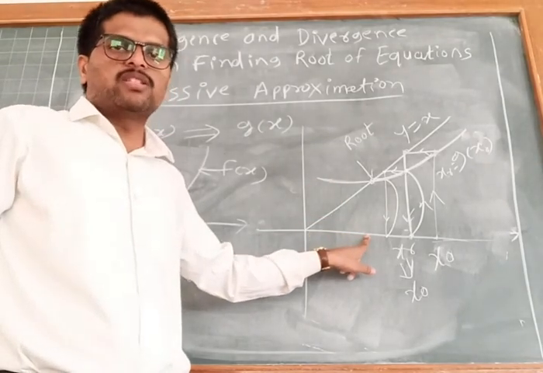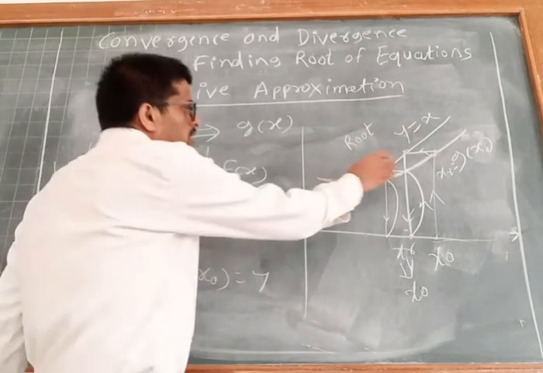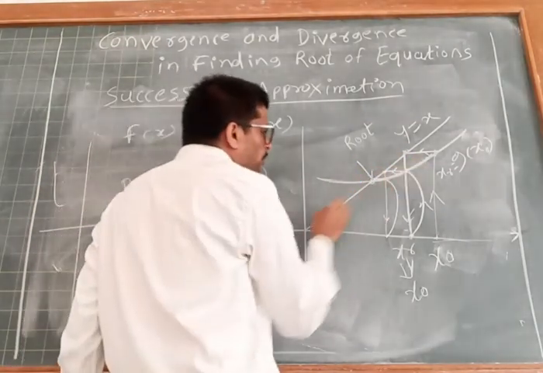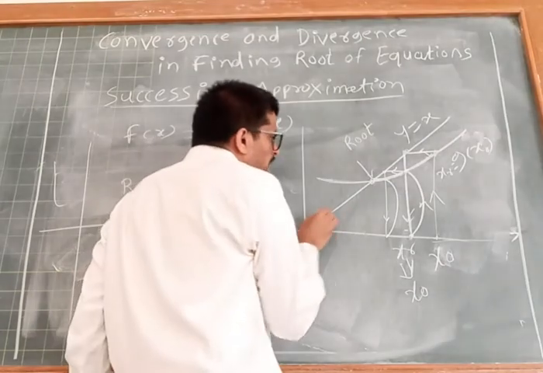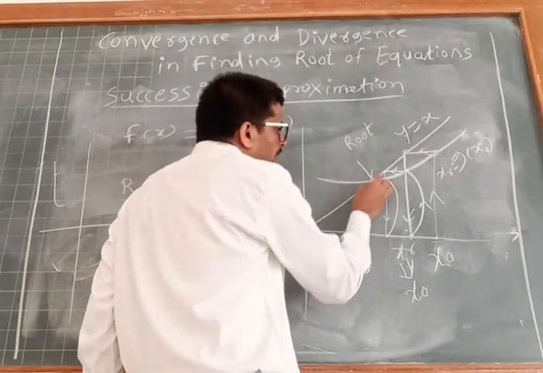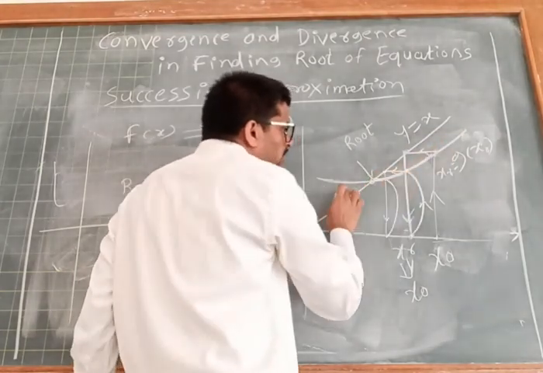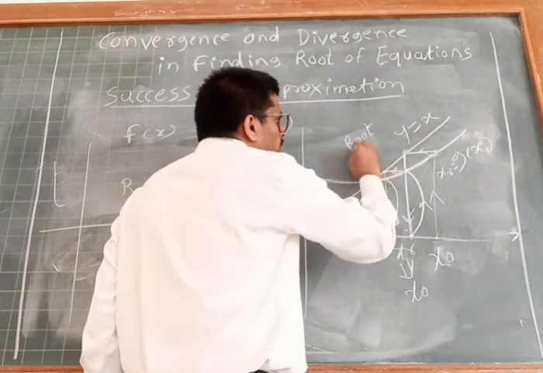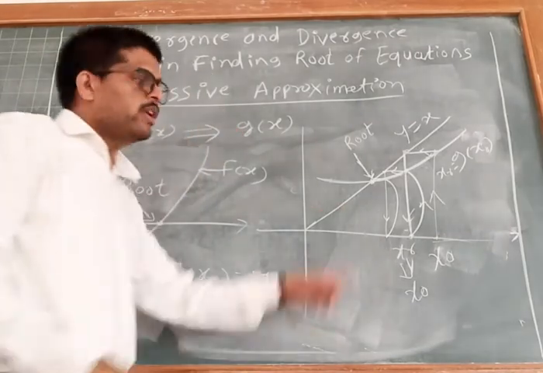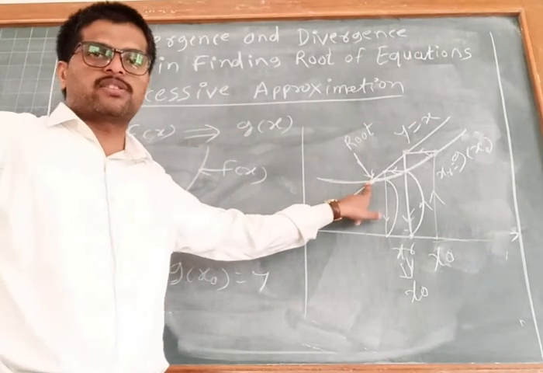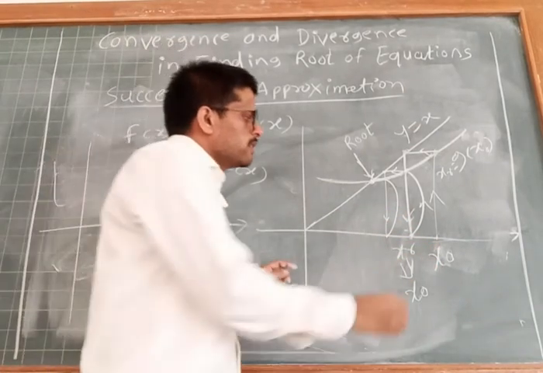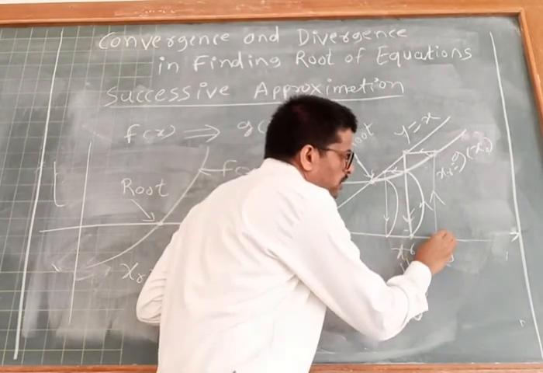Okay, how to find the root of this equation? So the root of this g of x will be the root of the given equation. When it is g of x, just draw y equal to x. So the point at which this g of x curve and the y equal to x curve intersect, that is the root. So this is the root. Now we have to find out this value of x. So what we are doing? We have to choose the initial case. So let us consider this is the initial case x0.